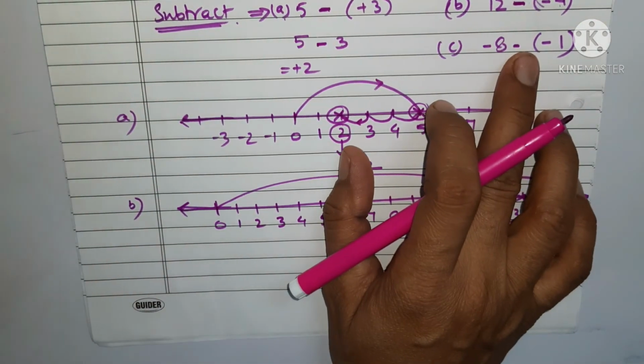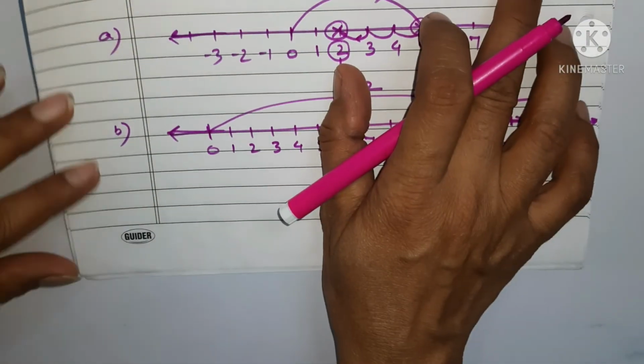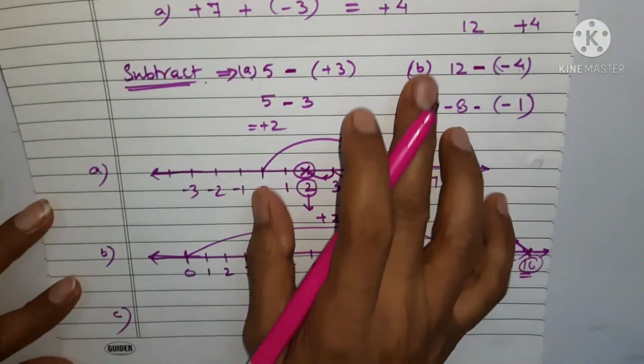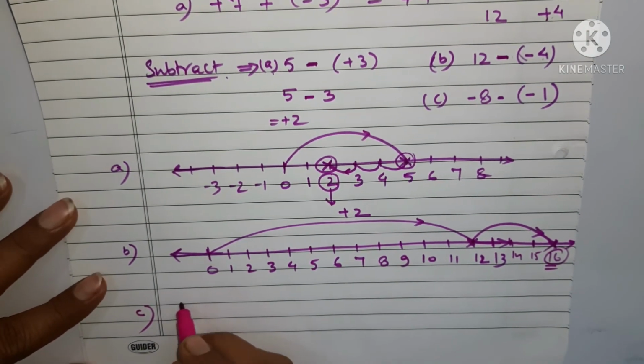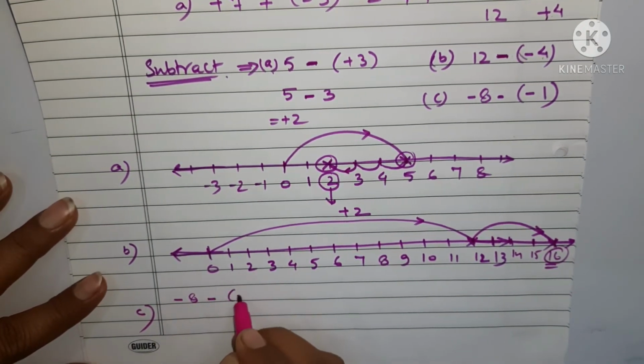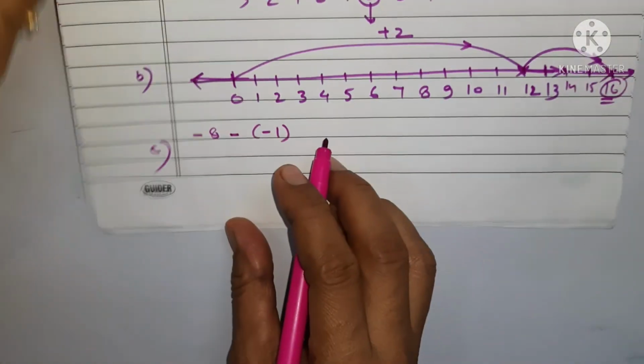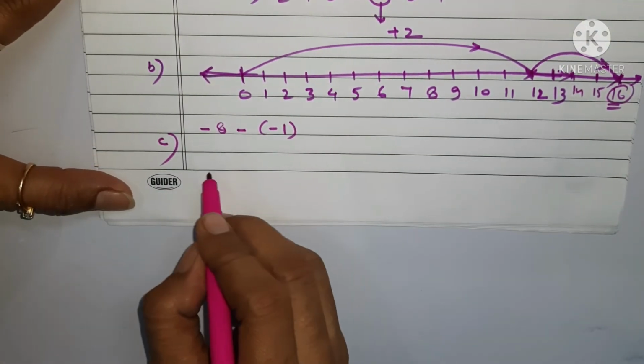Let us take another example of this one. Third example, C. Question C is what? I'm writing here so that you'll be able to see. It is minus 8 minus 1. So let us try to show it on the number line.